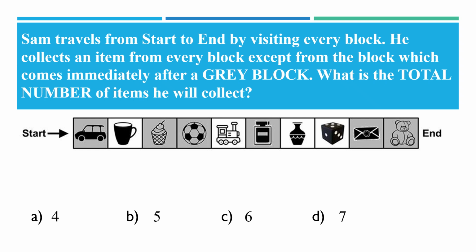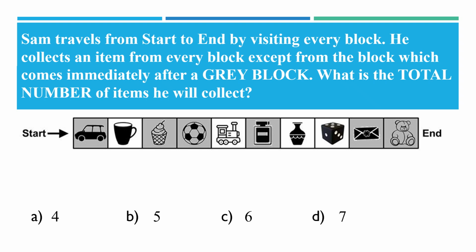Sam travels from start to end by visiting every block. He collects an item from every block except the block which comes immediately after a gray block. Okay, he collects an item from every block except the block which comes immediately after a gray block. Great. What is the total number of items he will collect?